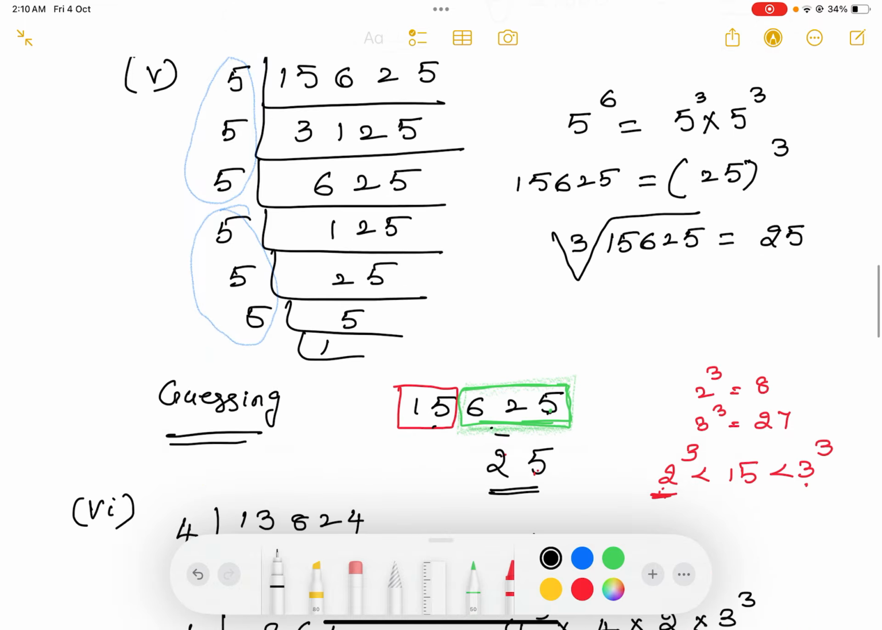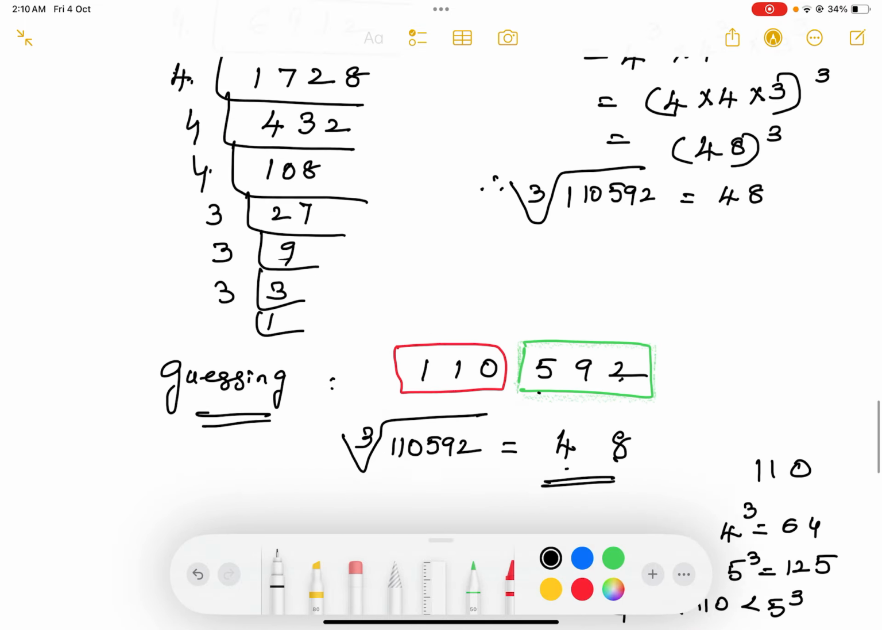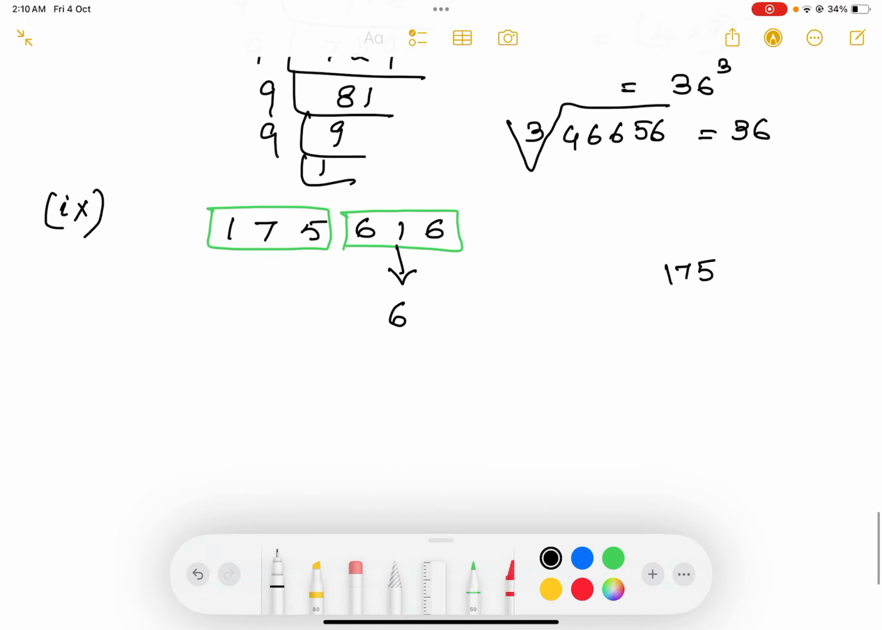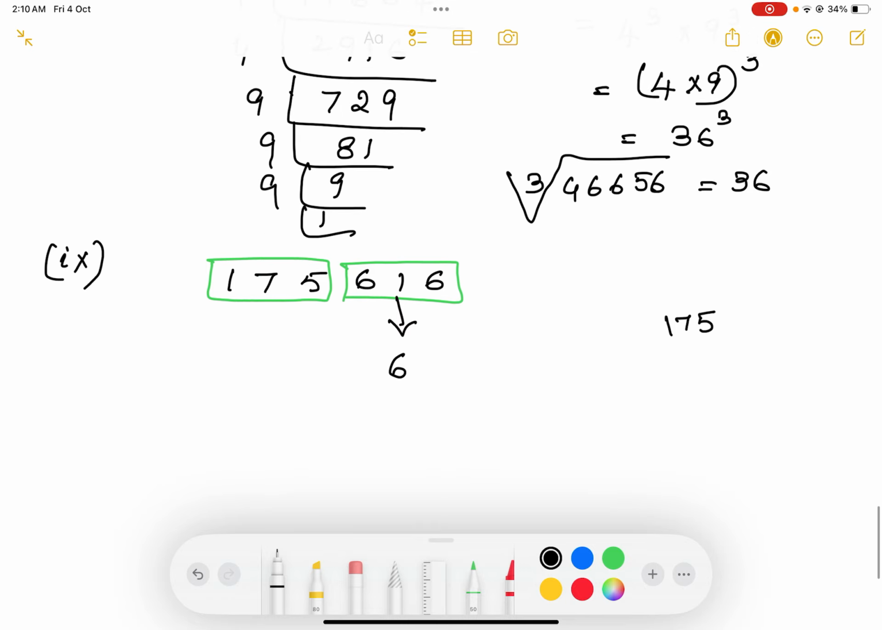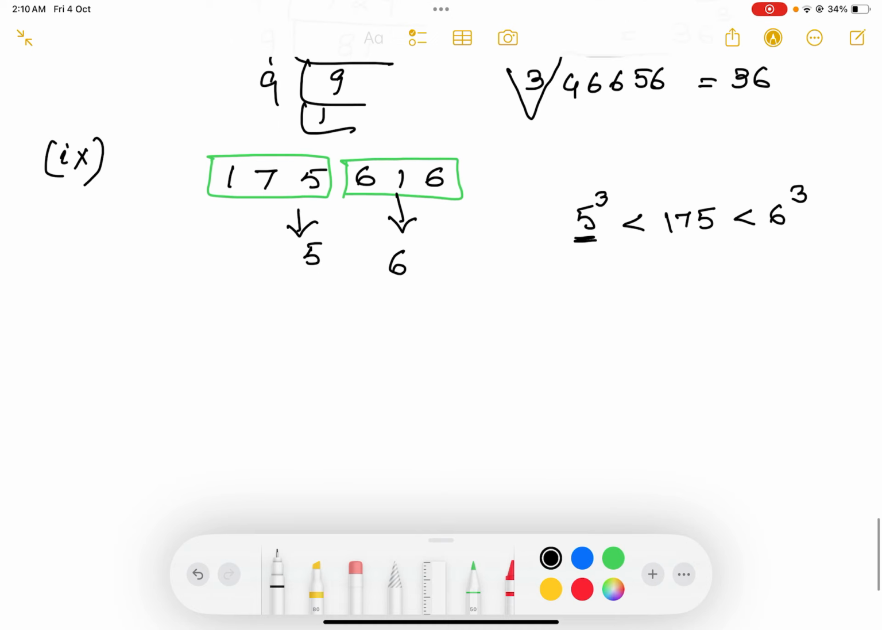So 6 cube is 216. Now it lies between 5 cube and 6 cube. 5 cube is 125. Therefore, it goes to 5. So from here you can say that it is 56. So according to guessing, the cube root of 175,616 is 56.